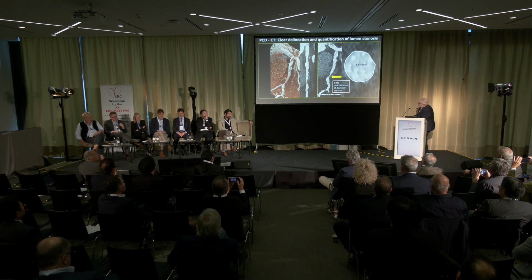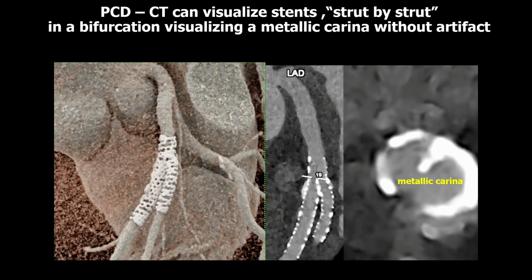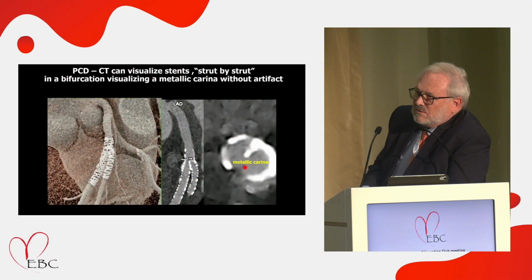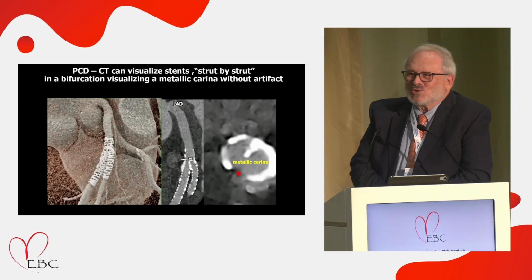Now we are in a bifurcation meeting, so my very last slide will be this. Photon counting CT can visualize stent strut by strut. You could see here, systematically you see the individual struts with minimal blooming effect so that you can reconstruct that like we did 25 years ago with gated IVUS. And then look, in this case, the metallic carina is clearly visible. So that's for the next meeting, to have a session especially on that.